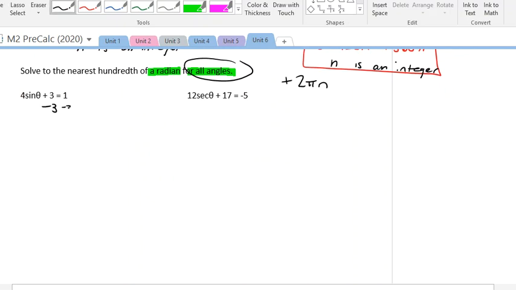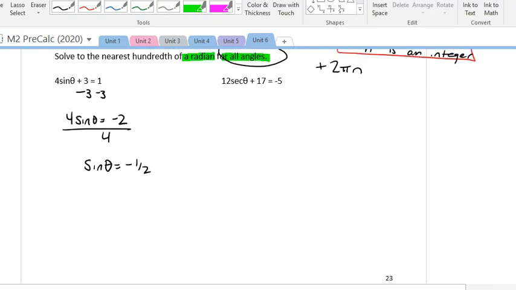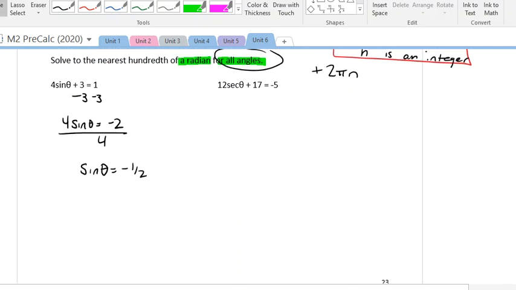So I'm going to start by subtracting 3. 4 sine theta is equal to negative 2. Divide by 4. Sine theta is equal to negative 1/2. Now that's a unit circle value. So I'm going to do this one as unit circle values and give exact answers instead of using my calculator.